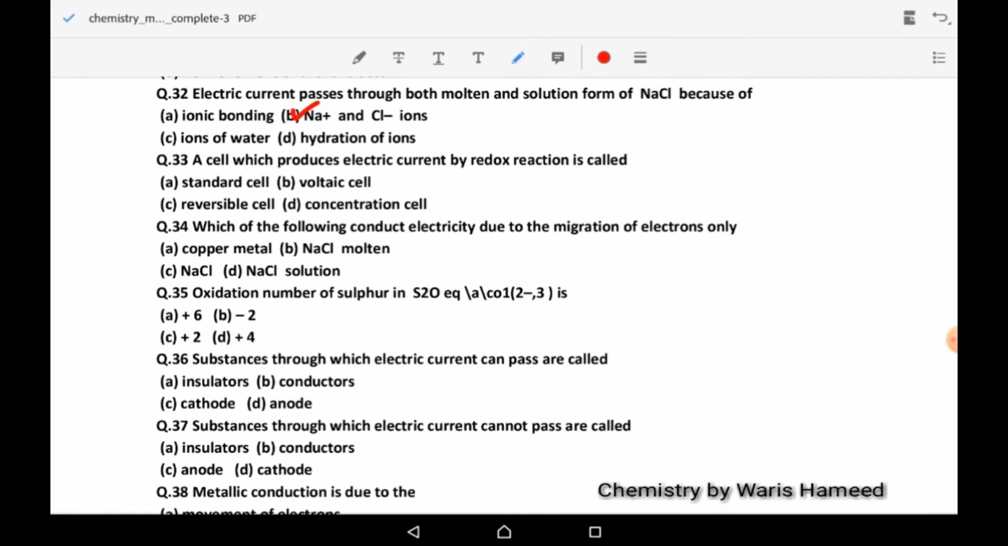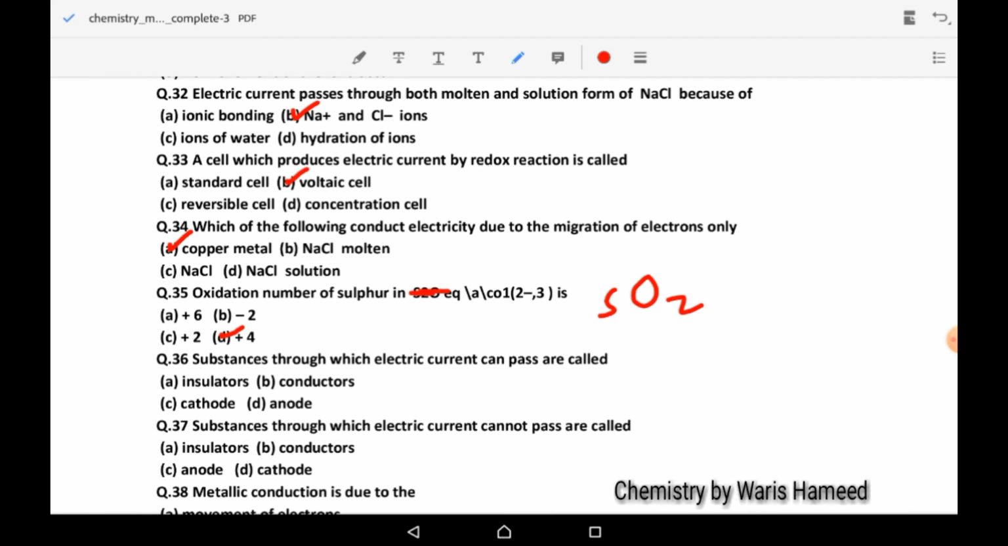A cell which produces electric current by redox reaction is a voltaic cell. Which of the following conducts electricity due to migration of electrons only? Metals conduct electricity due to migration of electrons, and here is copper metal, so it's the correct answer. Oxidation number of sulfur in SO2, we can write its oxidation number is +4.